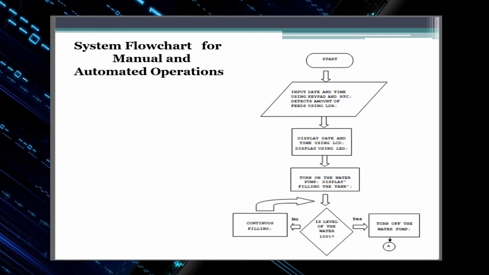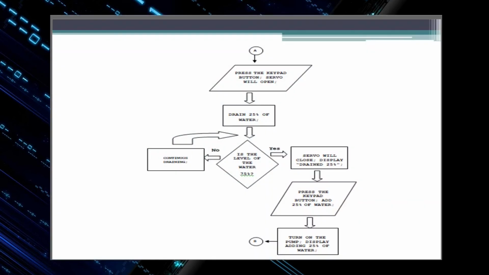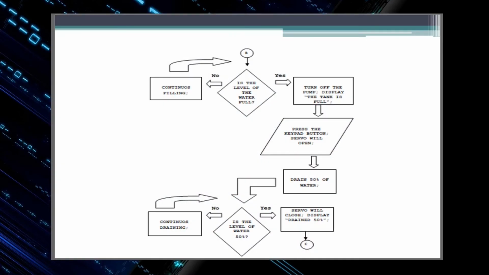Figure 7, flowchart of automated system for fish hatchery operations. It shows the flowchart of the project. When the project is switched on, the LDR will start detecting the amount of feeds. Press the keypad to add water, set date and time. Water pump will turn on, and when the top sensor detects water, the pump will turn off. The LCD will display finish adding.